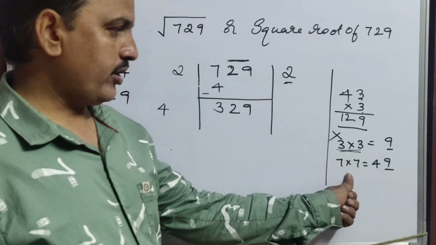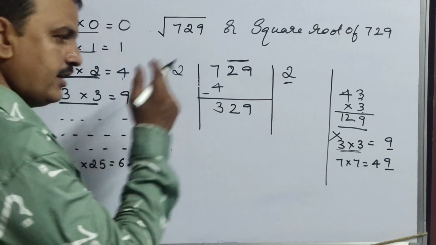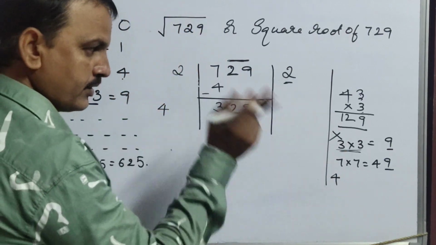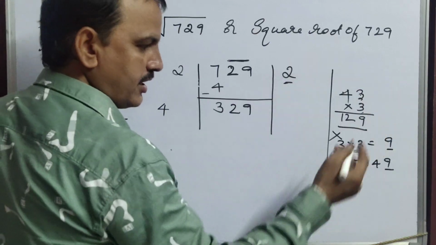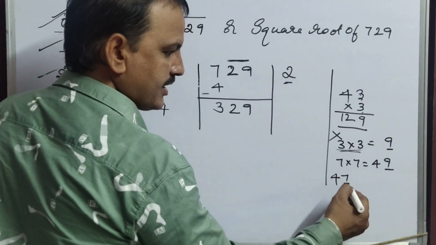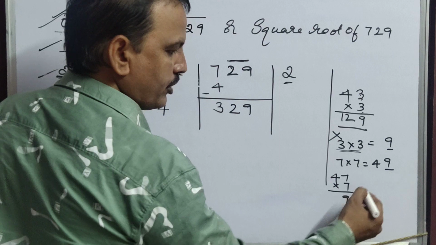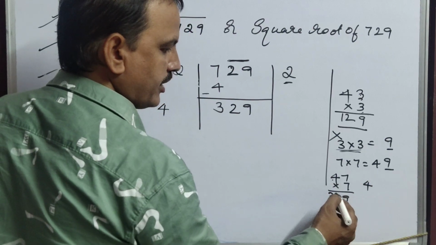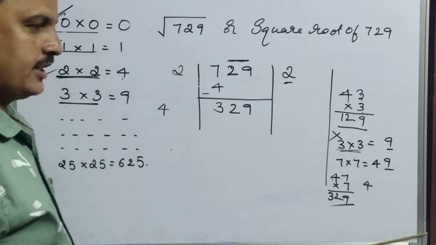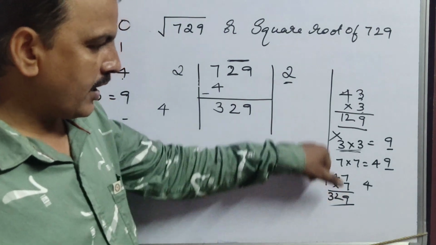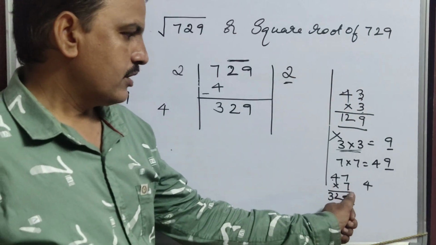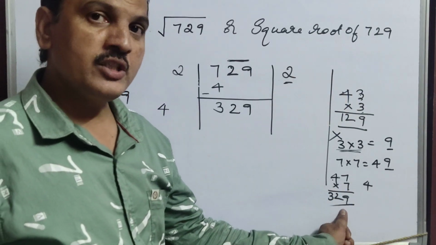Now go for 7. But again write the 4 again. Write 4 again. Here we wrote 3. Now we are changing, taking 7. 7 7s are 49. 4. 7 4s are 28 plus 4 is 32. 329. That means next to the 4, you write 2 7s, that is 7 into 7, and you get 329.